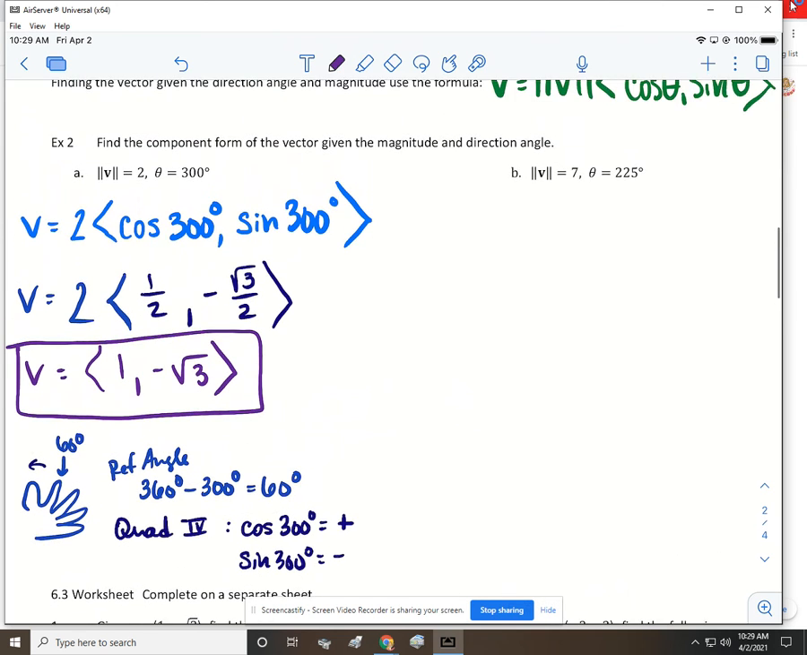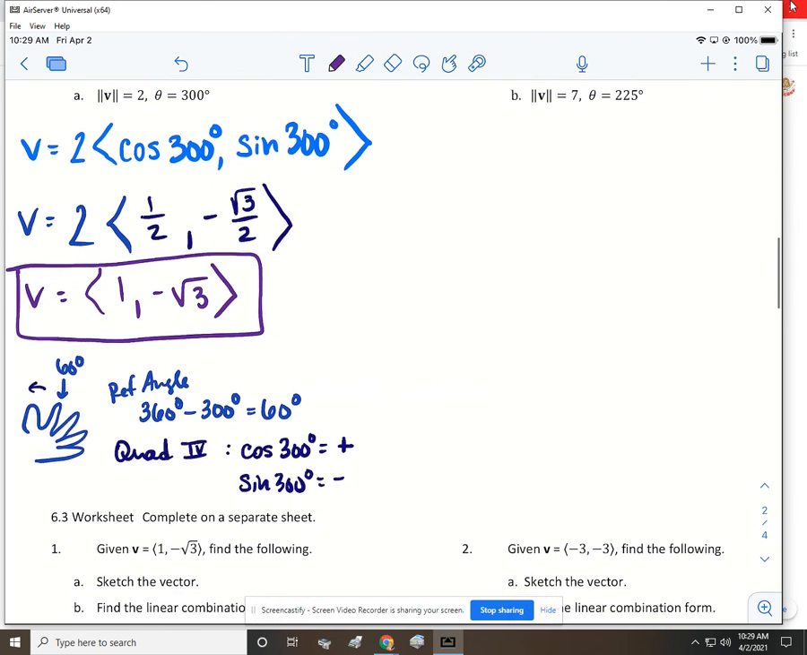All right, now do double check. Like we said that this is going to be in quadrant 4, so make sure that your components would graph a vector in quadrant 4, and it would. Like you would go right 1, down square root of 3, and there's your vector. So we should be in good shape.